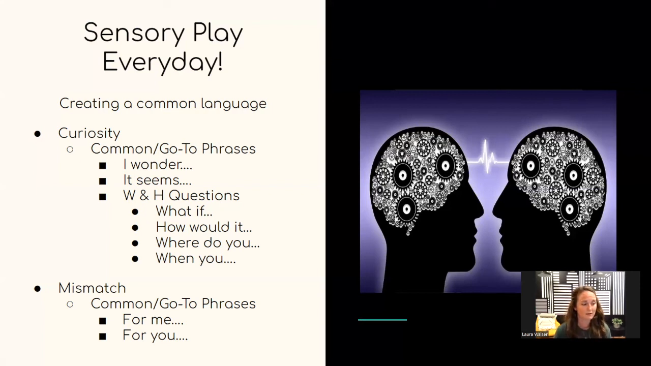Right, so scenario, you notice that a child bumps into a peer and a fight ensues. Language that you could use is, it seems that Harry tripped over this toy and ran into you.